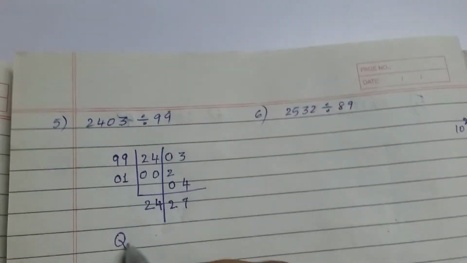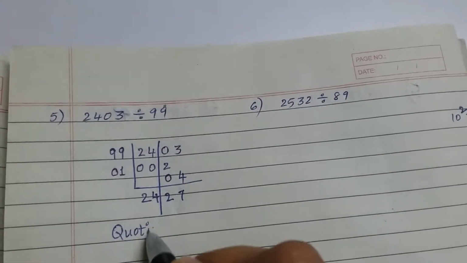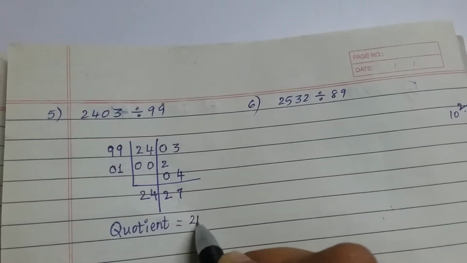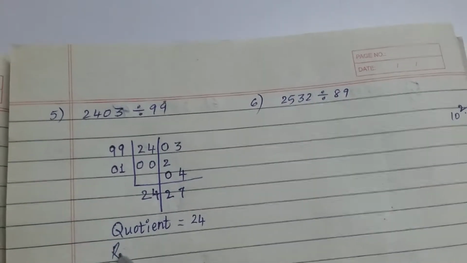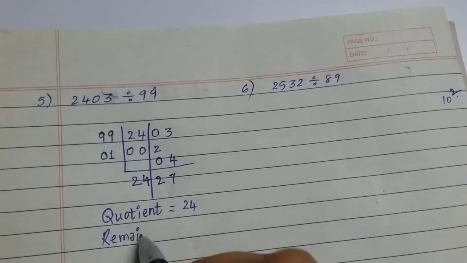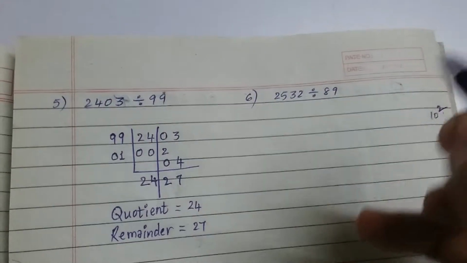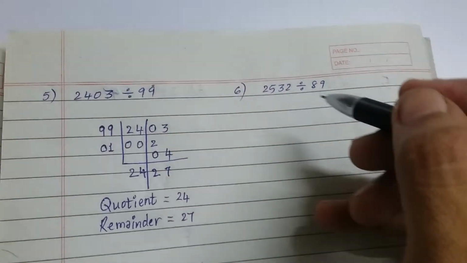So the quotient of the division is equal to 24, and the remainder is equal to 27. Let us see the sixth one.